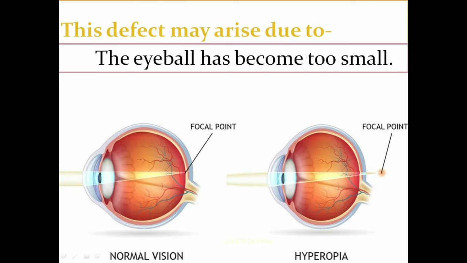This defect may arise due to two causes. First cause is the eyeball has become too small. Now this is a normal human eye. The eyeball is in perfect shape and the image is formed on the retina. But in a hypermetropic eye, the eyeball becomes too small. This means the retina comes nearer to the eye lens. The eye lens focuses the light at the right place, but since the retina has shifted further up, the image is formed behind the retina and we are not able to see the image clearly. This means the screen is not at the right place.